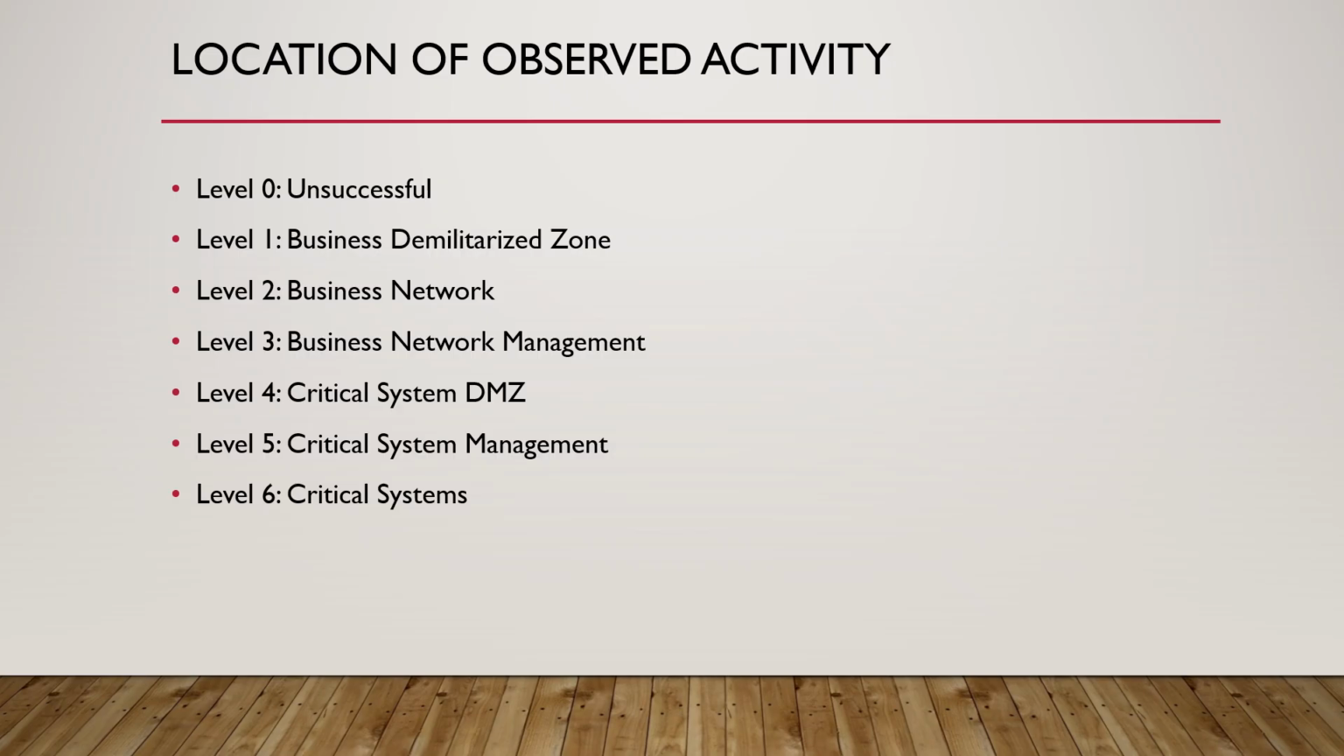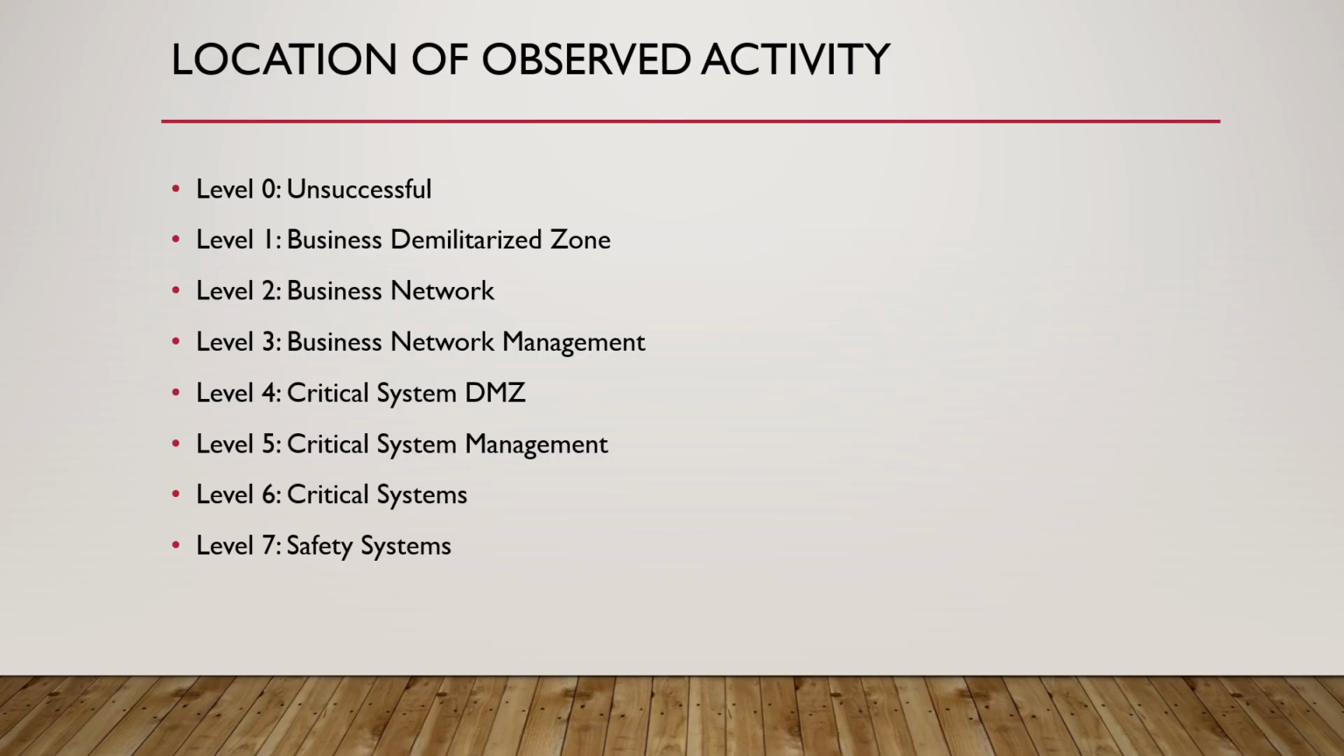Level 6, critical systems. For both IT and OT networks, there will be systems that are considered mission critical. Having said this, CISA is focused on systems that will have an impact on the nation's critical infrastructures. Their definition for this level is activity observed in the critical systems that operate critical processes such as programmable logic controllers in industrial control system environments, which are seen in many of the critical infrastructure sectors.